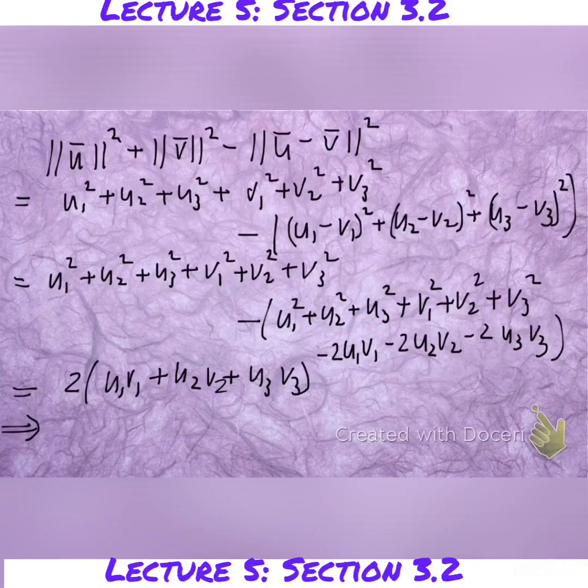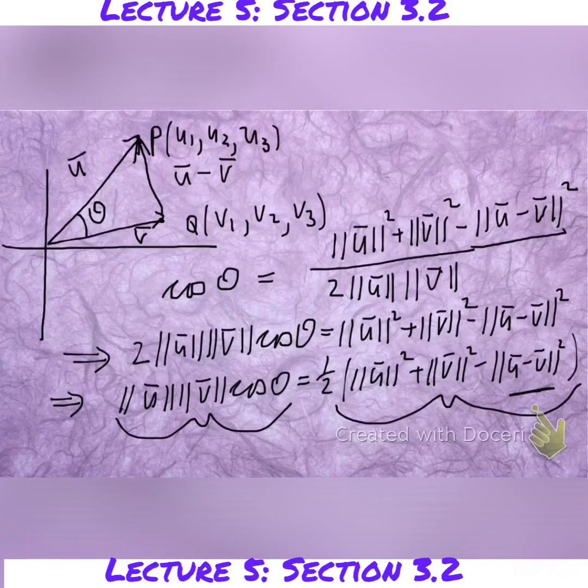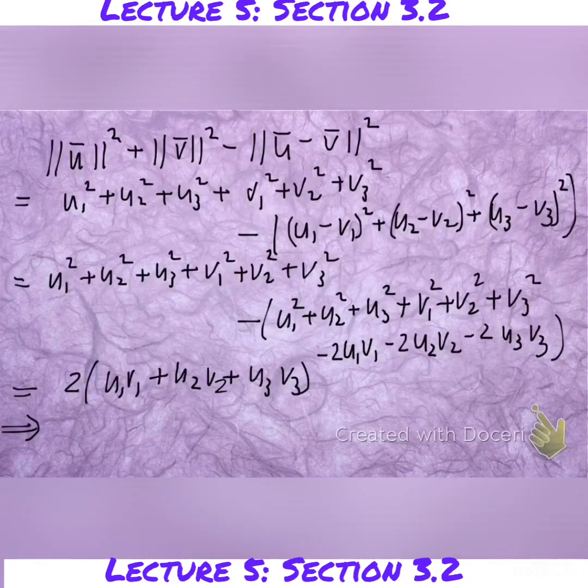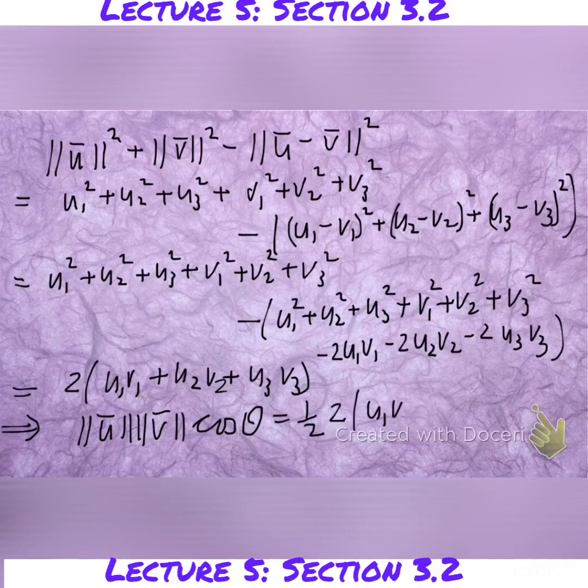All right, which will then imply that if we go back to our previous statement, this term here is basically going to then be this here. So you've got u's norm multiplied by v's norm multiplied by the cosine of the angle between those two vectors is going to be a half times 2 times u1v1 plus u2v2 plus u3v3. Okay, so that is just going to be u1v1 plus u2v2 plus u3v3.